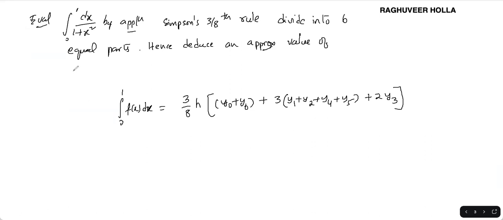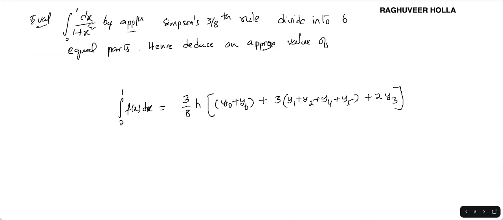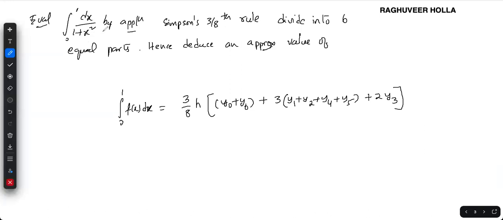Now have a look at another problem. Here the function which I have is 1 by 1 plus x squared, with the same interval and 6 equal parts. Hence, find the approximate value of y. Very good question here.